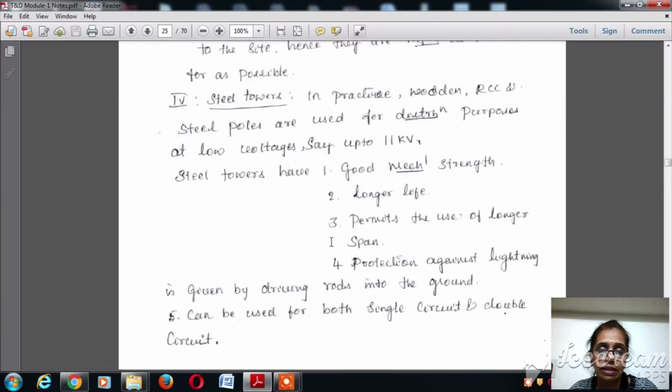and they can hold the line against loads, might be against wind pressure, and offer very good mechanical strength to the conductors, the overhead structure, and the overhead accessories that are provided. And here protection against lightning could also be provided, and most importantly, the protection against lightning is given by driving rods into the ground. So automatically the entire structure is going to be protected against lightning. So it can be used for both single circuit as well as double circuit.